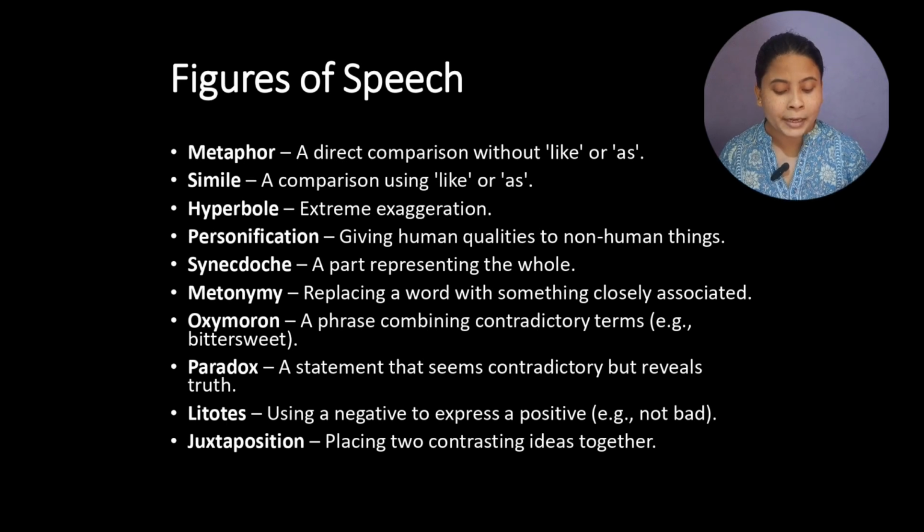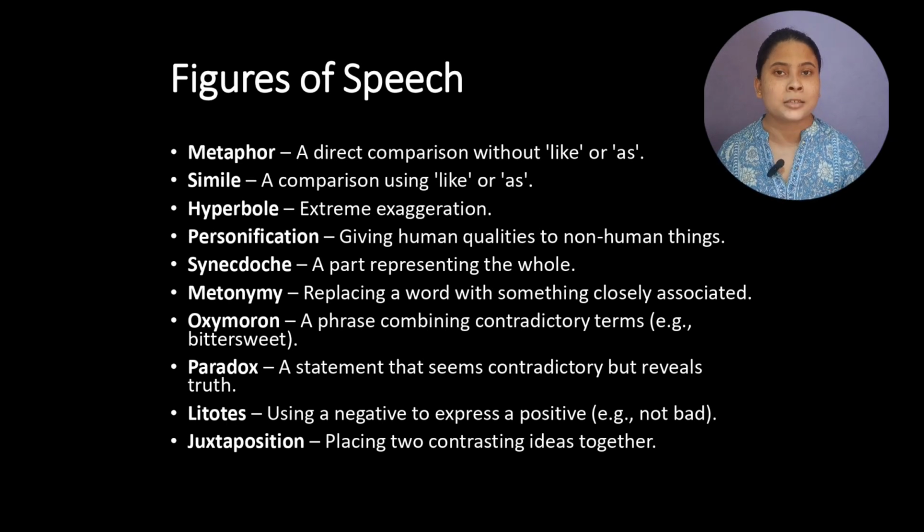So metaphor is a direct comparison without like or as. For example, time is a thief. We are directly comparing time to a thief. Next, we have simile, that is exactly opposite to metaphor. So simile is a comparison using like or as, whereas in metaphor we compare two different things but without using like or as. But in simile we use the words like or as to compare two different things.